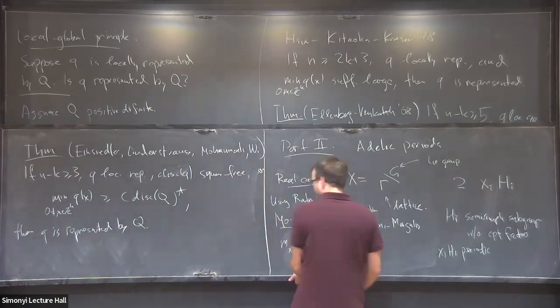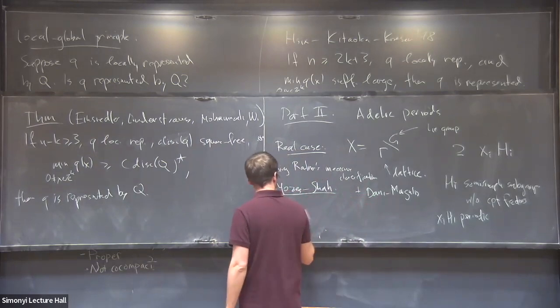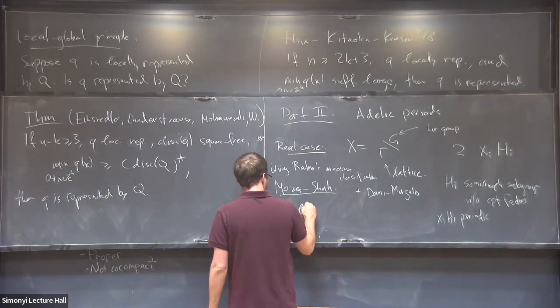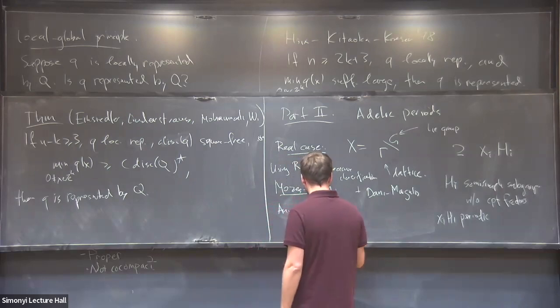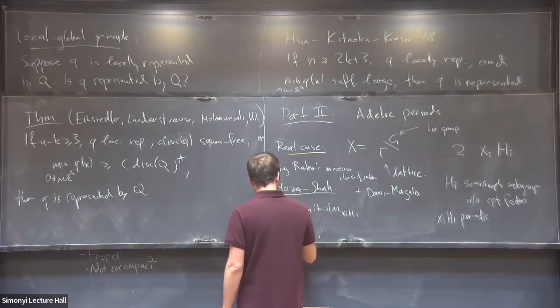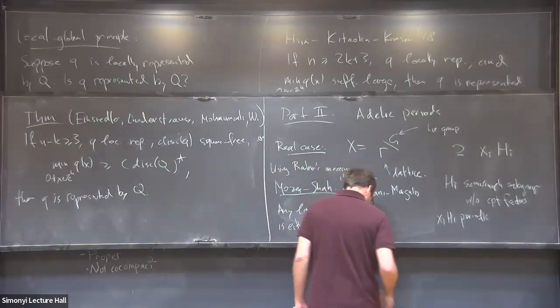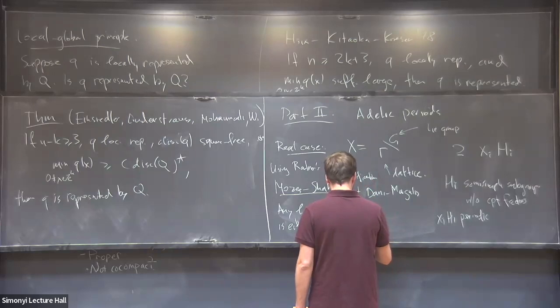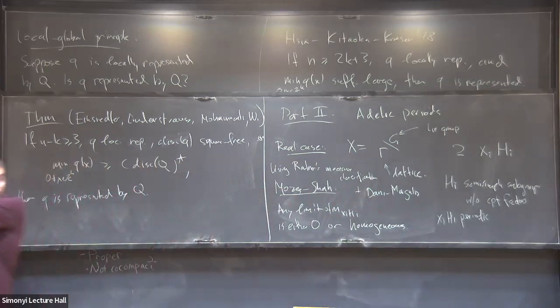That's the statement. So any limit of these measures is either 0 or homogeneous. Homogeneous means, once more, basically what we already wrote: an invariant measure on a periodic orbit.